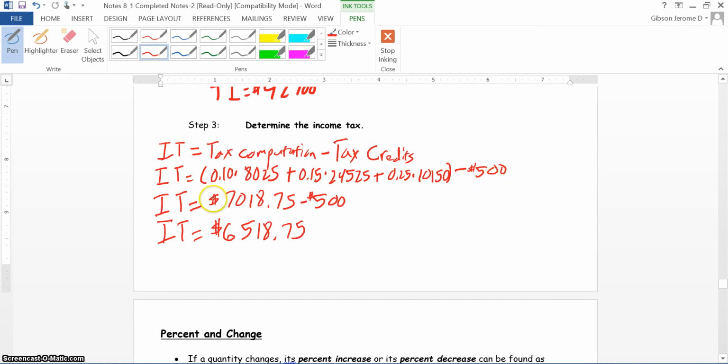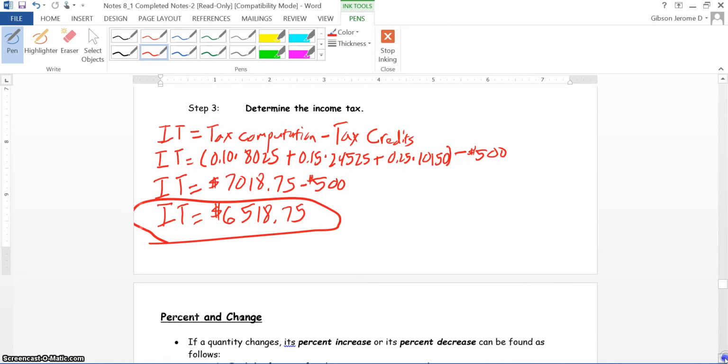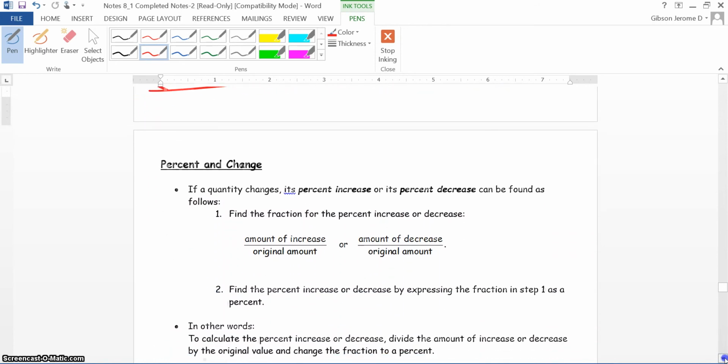So when we multiply this all out, we would have $7,018.75 minus 500. So the income tax that's owed is $6,518.75. And that is your final answer. Now remember, this is if she didn't pay any other taxes, but typically people pay taxes throughout the year. So now, we scroll down here.